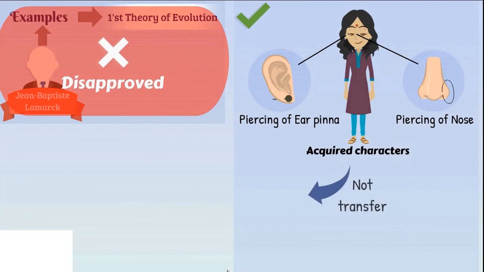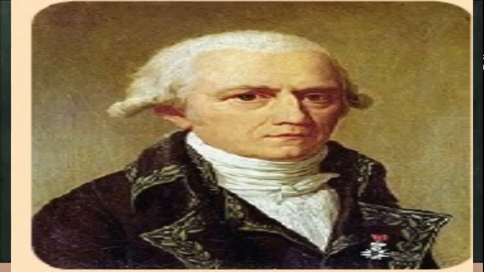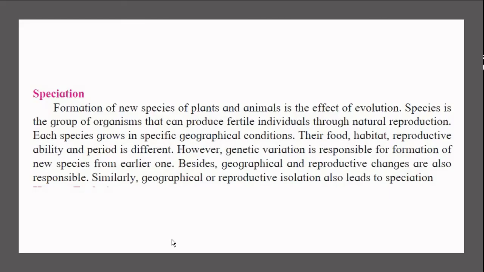Now we'll discuss the last part of today's topic, that is speciation. Formation of new species of plants and animals is the effect of evolution. New species of plants and animals are being formed as a result of evolution. Now what is a species? A species is a group of organisms that can produce fertile individuals through natural reproduction.